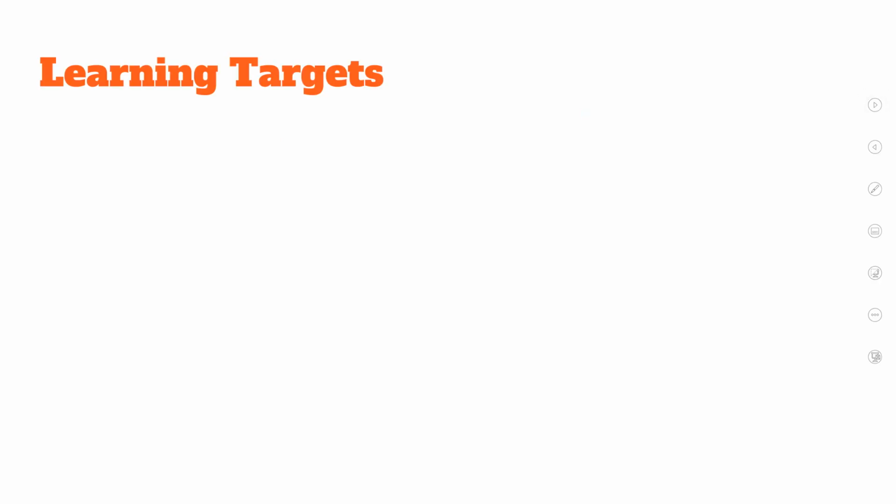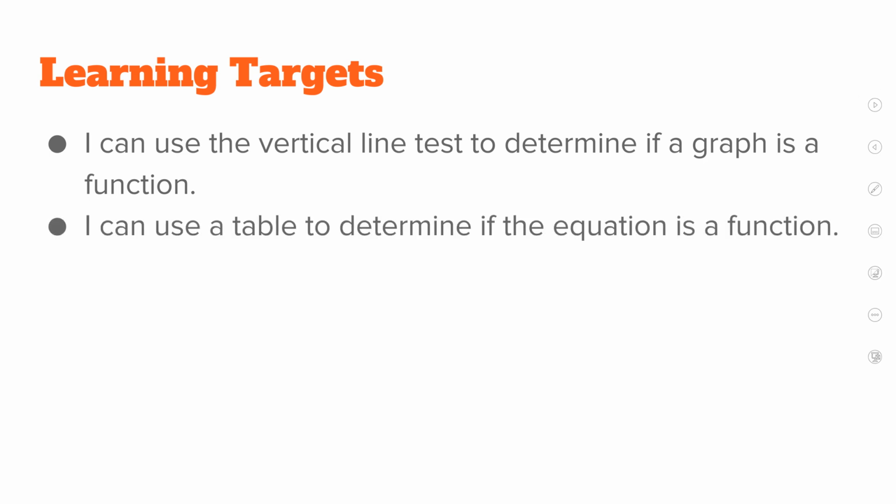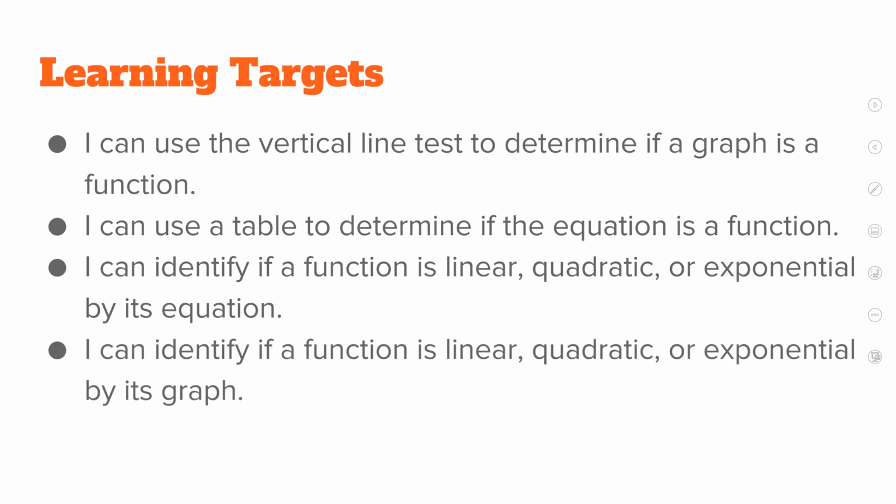Our learning targets for the day include: I can use the vertical line test to determine if a graph is a function. I can use a table to determine if the equation is a function. I can identify if a function is linear, quadratic, or exponential by its equation. And I can identify if a function is linear, quadratic, or exponential by its graph. So for this video, we're going to focus on the first two learning targets. These learning targets tell us what a function is and how to identify if a relation given is a function.